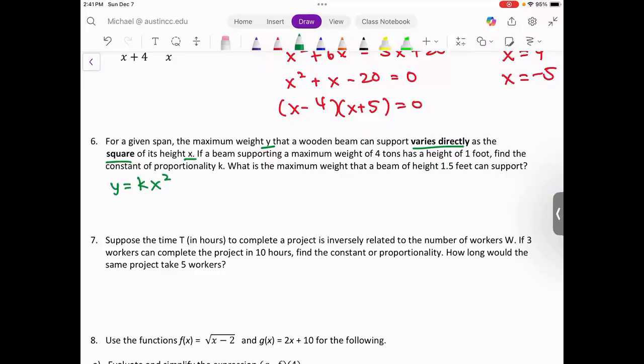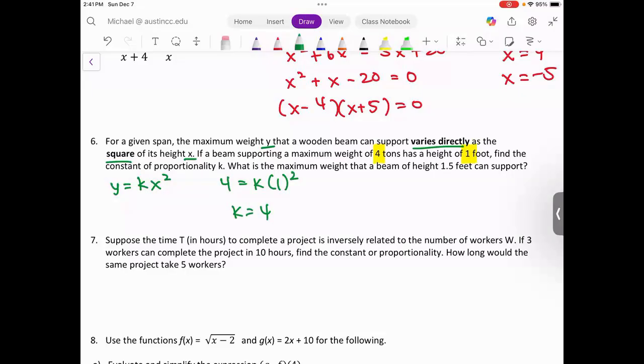And now based off of an input of 1 and an output of 4, we can find our k. So we'll plug those values in. It's going to be 4 equals k times 1 squared, or k equals 4.